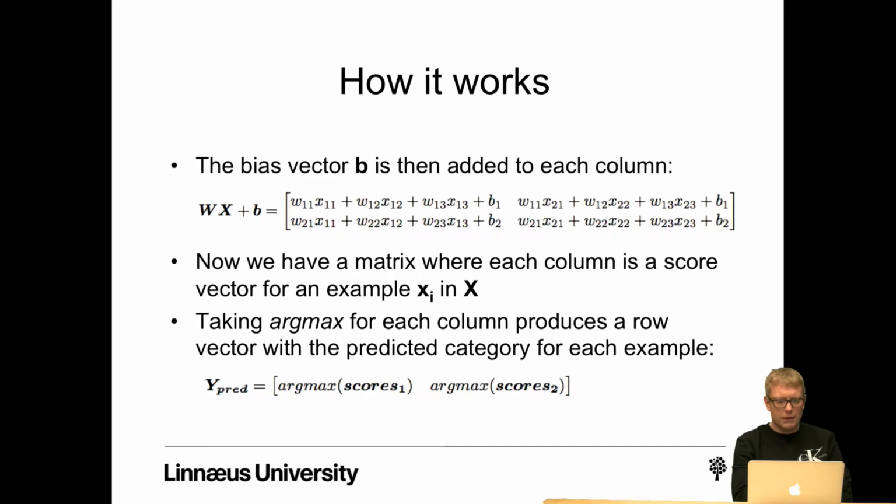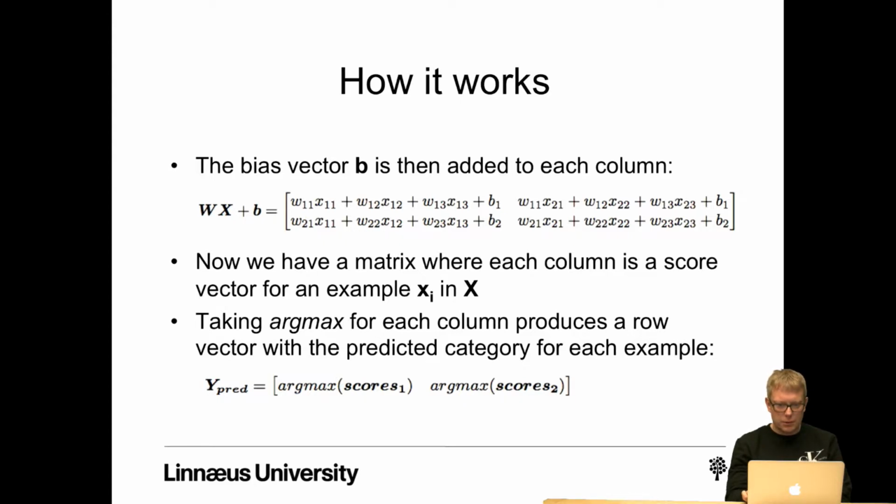And the bias vector B is then added to each column. Now we have a matrix where each column is a score vector for an example x, y in X. And taking argmax for each column produces a row vector with a predicted category for each example. So the first value is the argmax operation for column 1, which is our predicted category for the first training example. The second value is our predicted category for a second training example, and so on.